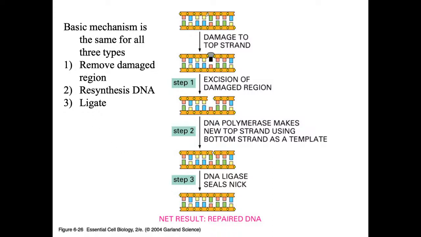So there is this DNA. To the top strand here, this damage was done. What we'll do is remove this damaged region, and the DNA polymerase will come and attach the new strand, and the DNA ligase will seal the nick. So this is the nick that is being produced, and it will be healed by the DNA ligase. So the main simple steps for repairing DNA are: you remove the damaged DNA, then you resynthesize it, and then ligate.